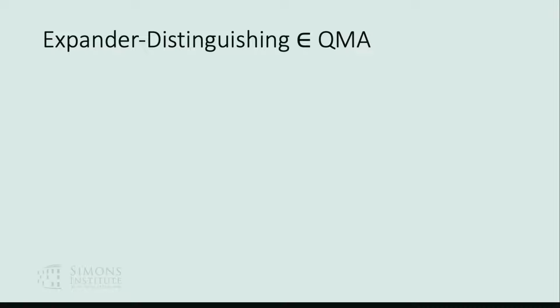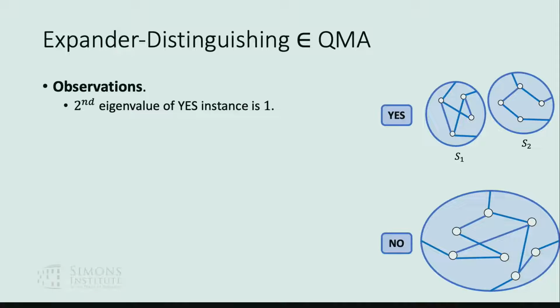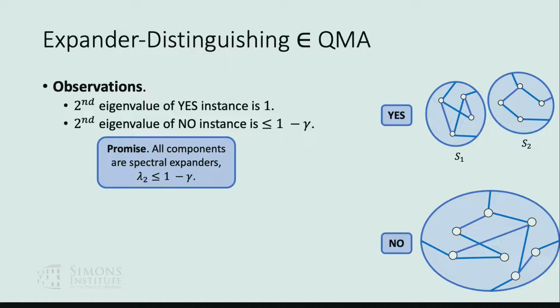OK, let me convince you that expanded distinguishing is in QMA. We have yes and no instances on the right. So observation number 1, the second eigenvalue of the yes instance is 1. It's disconnected. So there is the one eigenvalue of the uniform distribution over all of the vertices. And it's disconnected, so there is another one eigenvalue. However, recall I said all of the components are spectral expanders. And because this is connected, its second eigenvalue is bounded away from 1.